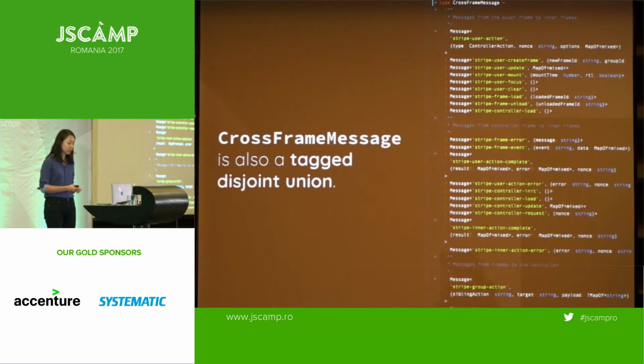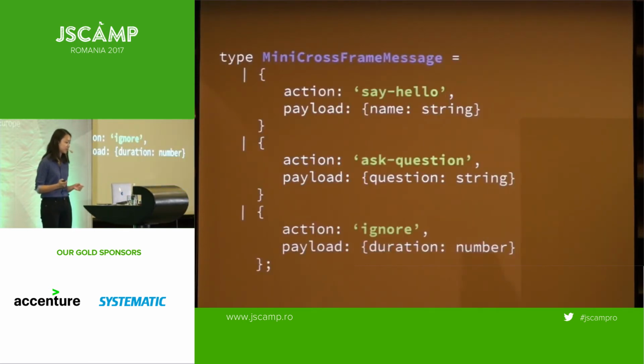We can also call this type of union a tagged disjoint union. This is a union in which no one part of the union can be confused for another member of the union. So let's define a toy version of cross-frame message and call it mini cross-frame message, just so we can see why this is important to us. We achieve a tagged disjoint union by maintaining a single key with a unique value for each type of message. In our case, we've named that key action, but you can name it anything. Or don't name it anything.